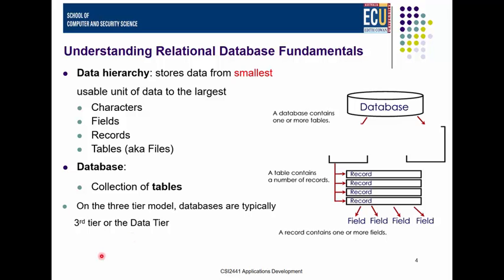In the three-tier architecture of a web application, the front tier is the graphical user interface, the GUI. Second is business logic. And third is the database. That's why it is called the third tier. The graphical user interface retrieves information from the business logic, and the business logic retrieves information from the database.